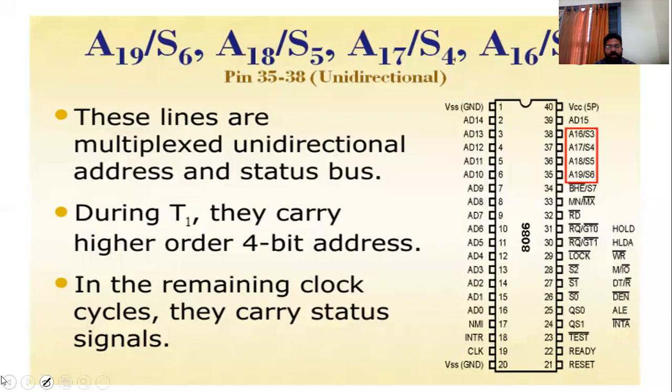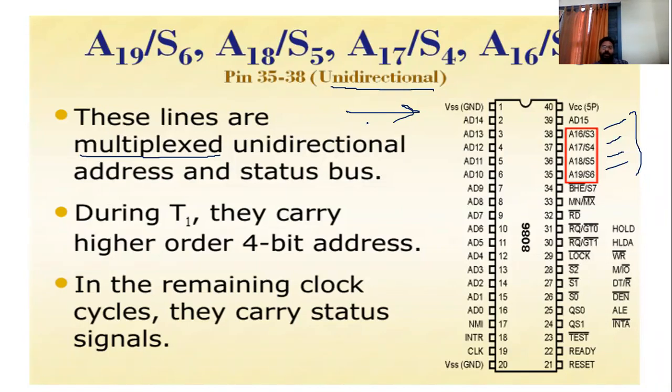So what other lines are available? A16, A17, A18. These are also multiplex lines, but unidirectional. Remember, unidirectional because it is only one way. You send the information only, because you will not get information from the memory to the CPU. Only one way can you send the information, from the CPU to the memory, in the address.